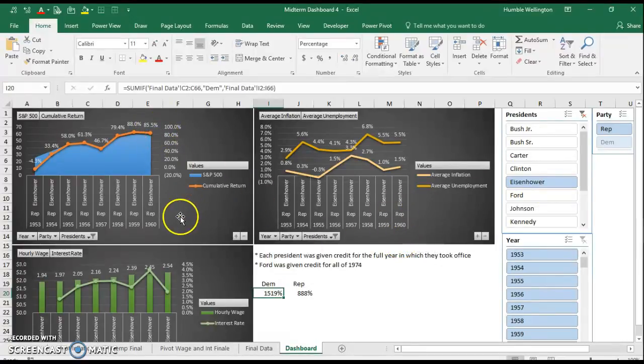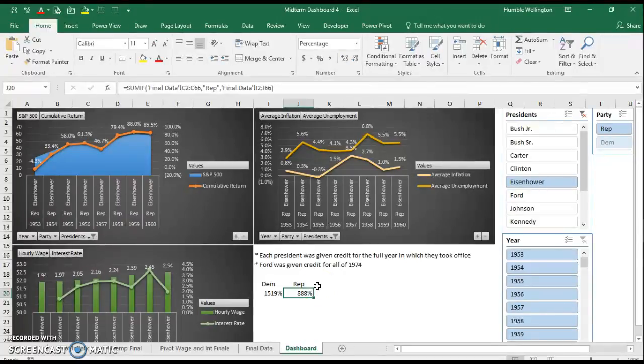Eisenhower had a good term cumulatively. But one interesting thing I did want to look at that motivated the study was to see in aggregate if Democratic administrations did better than Republican administrations, because Harry Truman was known to say that if you want to live like a Republican, you have to vote Democrat. So I ran the numbers there, and it looked like under Democratic presidents, the S&P had a cumulative return of 1,519%, and Republicans had 888%. So Democrats outperformed by almost a factor of 2.